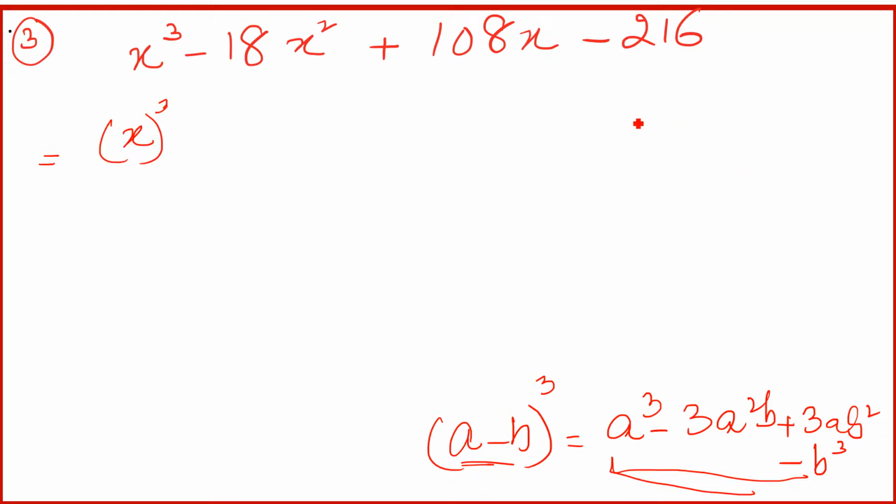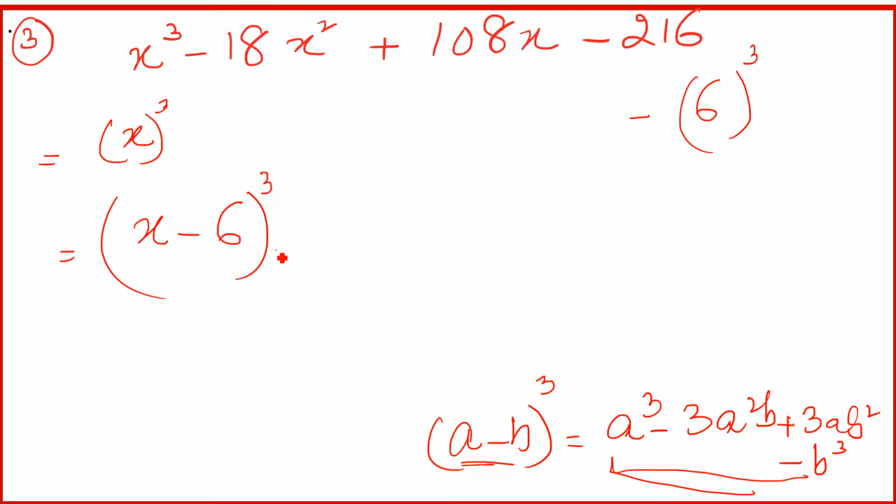Here, make the cube. So 216. 216 is the cube of what? It is the cube of 6. If we write down 6 three times, you will get this. So what is in this parenthesis? x. What is here? 6. Sign is alternate. So it is a minus b. It means (x minus 6) whole cube is your answer.